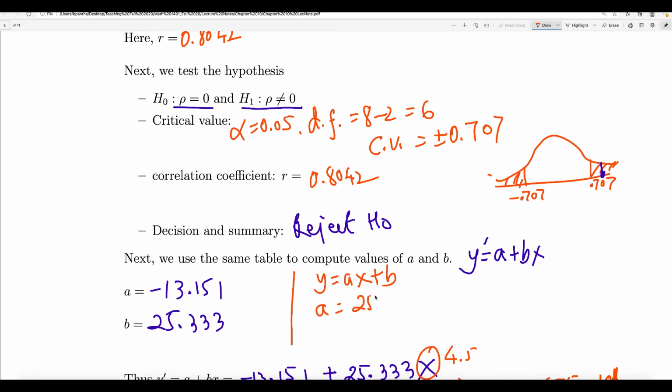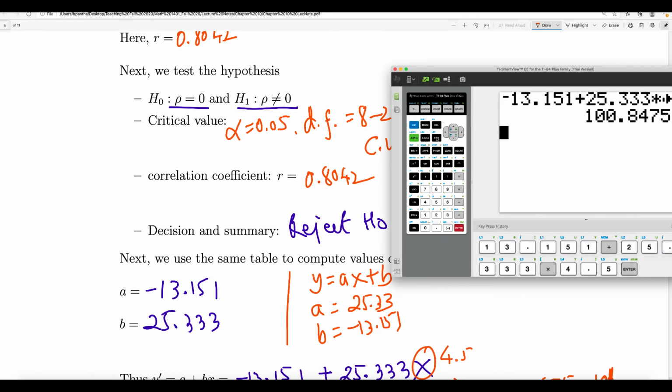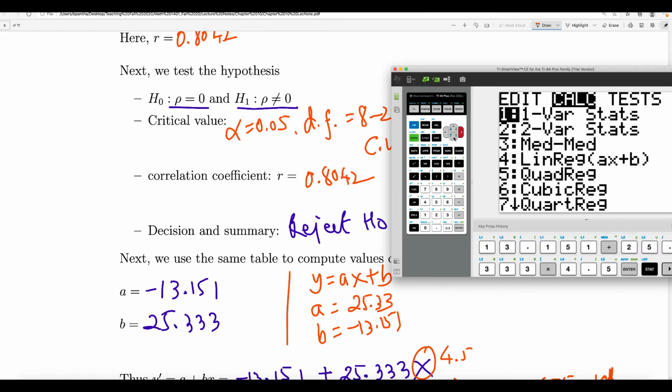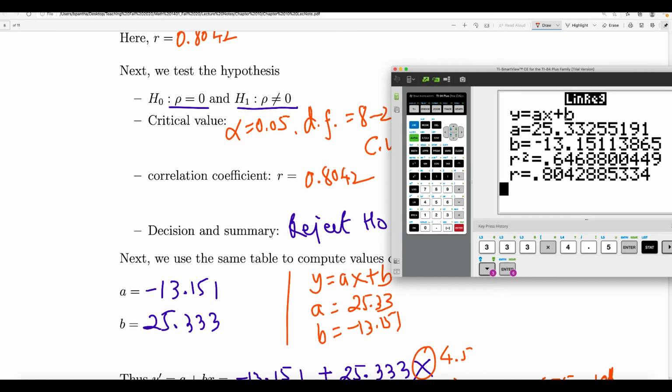You will get 25.33 and then you will get b equals to negative 13.151. For the same data, if you pick the different linear regression, for example, let's say go to calc, and if you do number 4, ax plus b, this is what you get. Okay, all those are the same. A is 25.33 and then b is negative 13.151, right? That's what you get. But exactly the same thing.